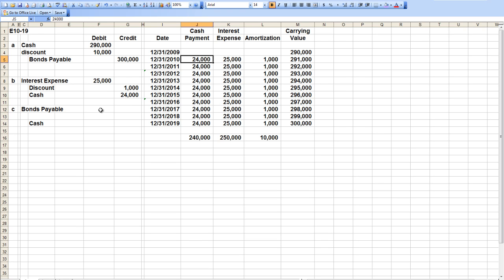Then part C says, what's the journal entry way down here? The last interest payment has been made, which means my bonds payable has a carrying value of $300,000. There's no more discount left, so there's going to be a cash payment of $300,000. A little bit tougher problem, that discount. Notice how when bonds are sold at a discount it causes the interest expense to be more than the cash payment. If we had had a premium, then interest expense would have been less than our cash payment. Hope this helps.